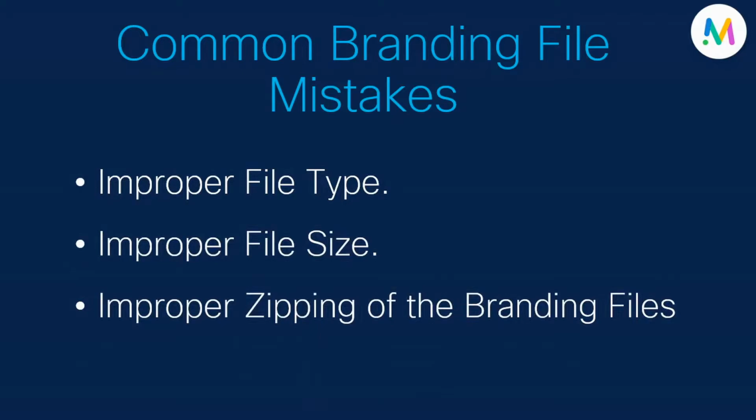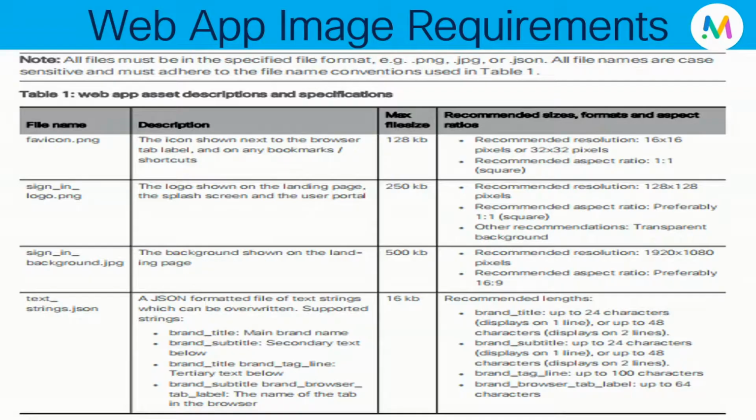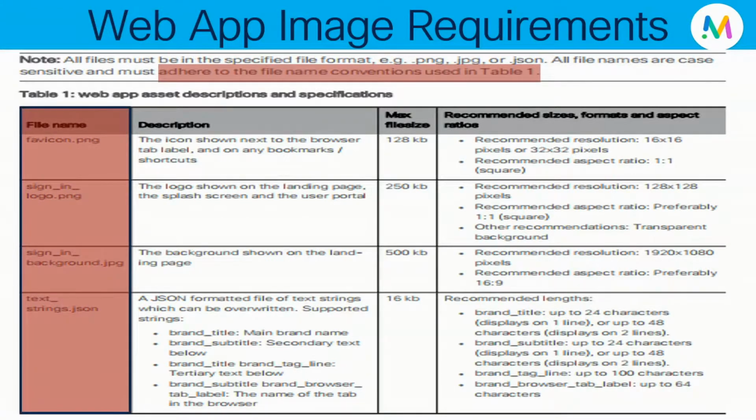Here we see the web app image requirements documentation. We know that we have to adhere to the file naming convention as used in Table 1. First, the name of the file has to be favicon.png, signinlogo.png, signinbackground.png, and text strings JSON. The max file size for favicon is 128 KB. The sign-in logo is 250 KB.